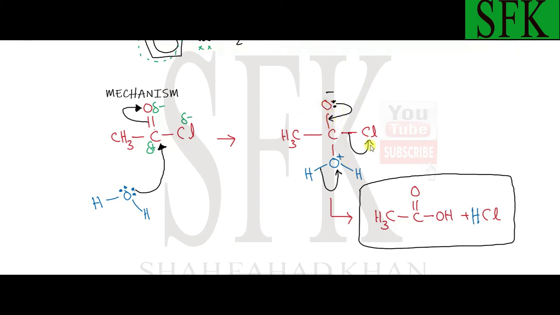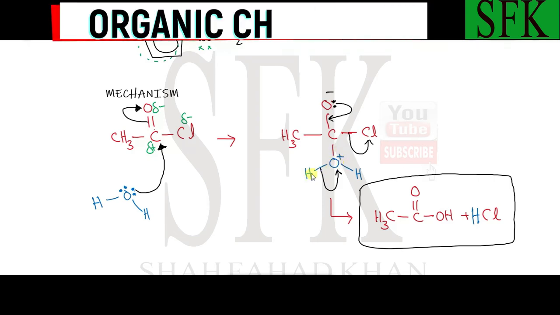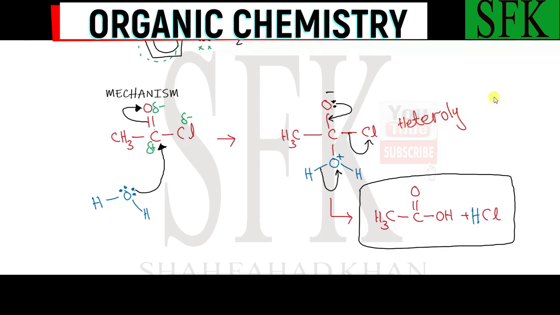Now in order to achieve stability, this oxygen, to remove the negative charge, donates its lone pair of electrons, forming a carbon oxygen double bond again. And in order to remove this positive charge over here on the oxygen atom, the oxygen hydrogen bond breaks through heterolytic fission, or heterolysis. This breakdown of bond is heterolytic fission or heterolysis.